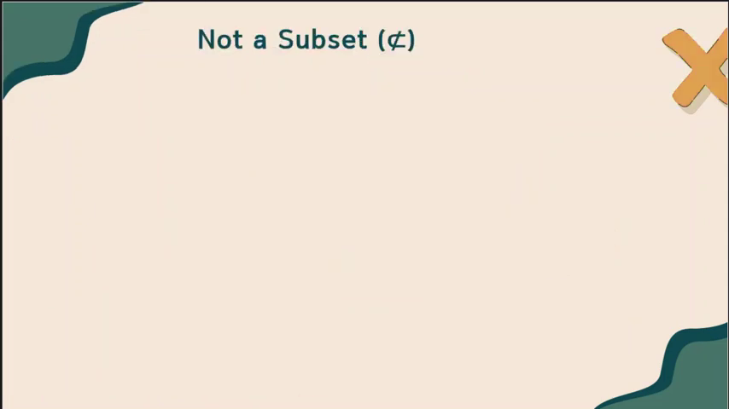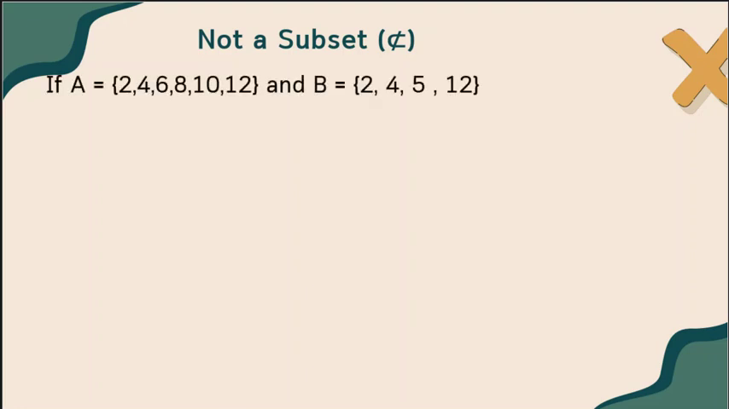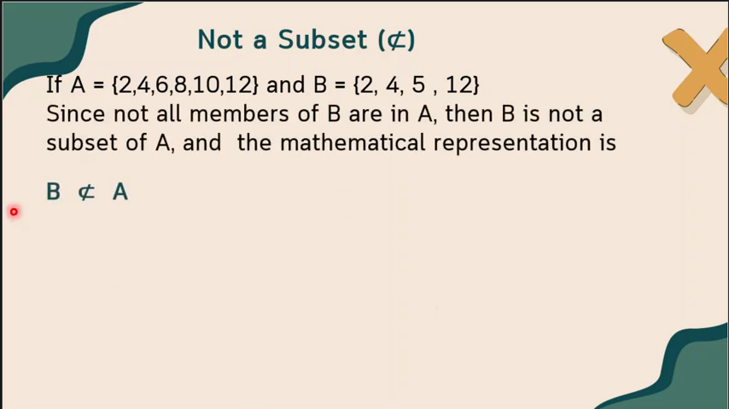The opposite of a subset is not a subset. An example like this can help us understand clearly. If set A has elements 2, 4, 6, 8, 10, and 12, and then set B has 2, 4, 5, and 12, even though 3 of them exist in set A, because there is the presence of 5 which does not belong here, B does not qualify to be a subset of A. And so you see B is not a subset of A. That statement mathematically is represented as B, not a subset of A.